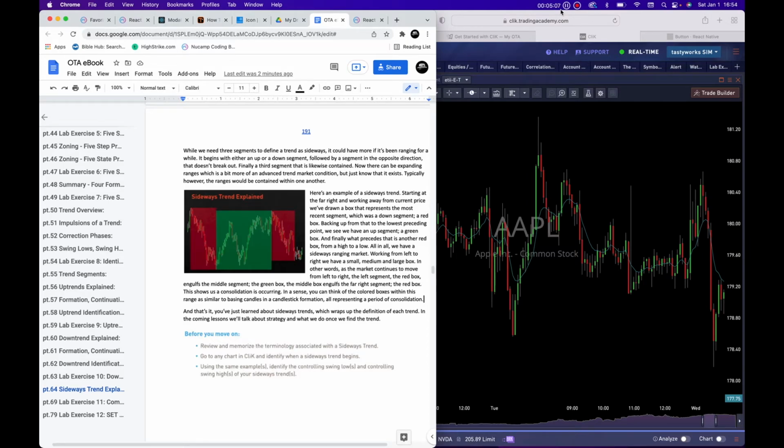Before you move on, review and memorize the terminology associated with a sideways trend. Go to any chart in your preferred trading platform and identify when a sideways trend has begun. Using that same example, see if you can identify any controlling swing lows or controlling swing highs of a sideways trend.